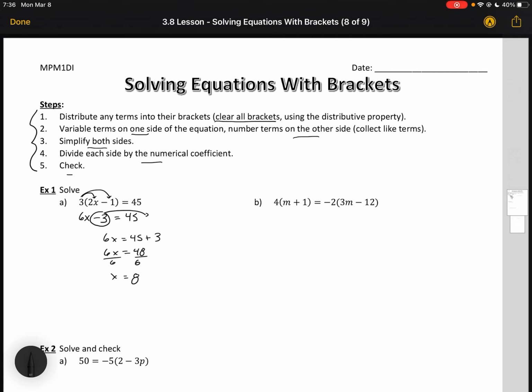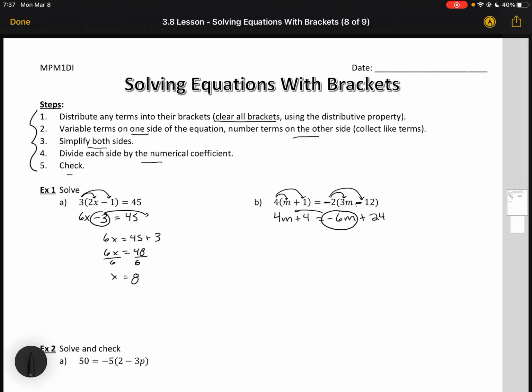Example B, same idea, except now I've got 2 sets of brackets to clear. So 4 times m and 4 times 1 gives me 4m plus 4, minus 2 times 3m and minus 2 times 12 gives me minus 6m plus 24, making sure that you've got the appropriate sign.